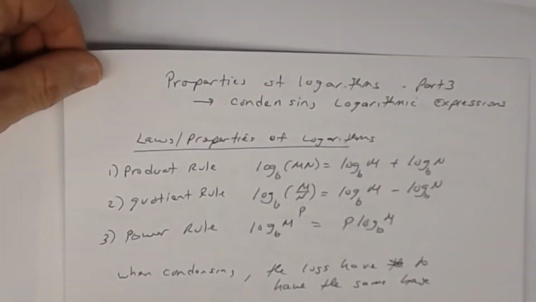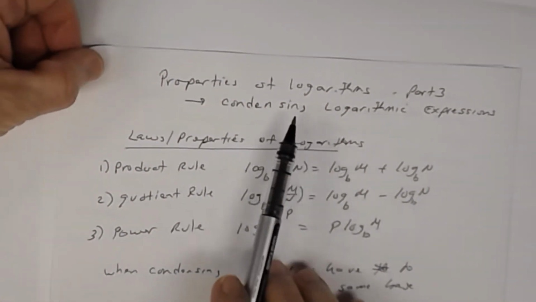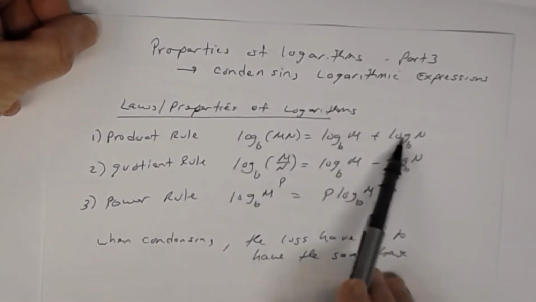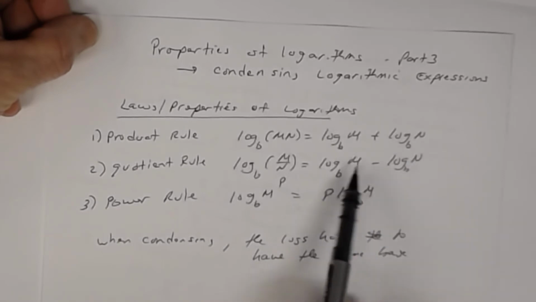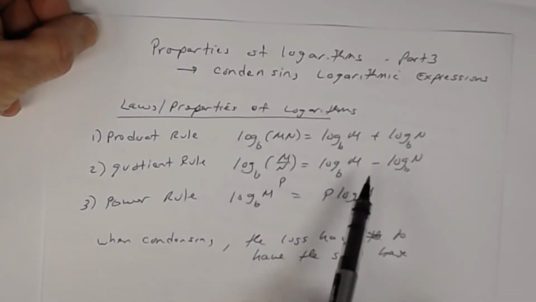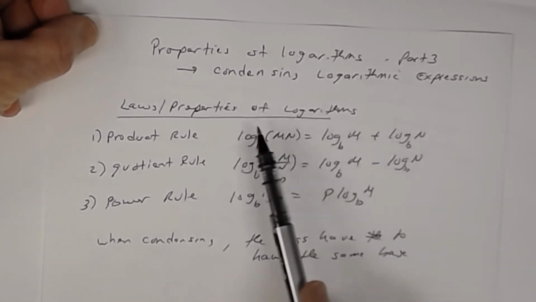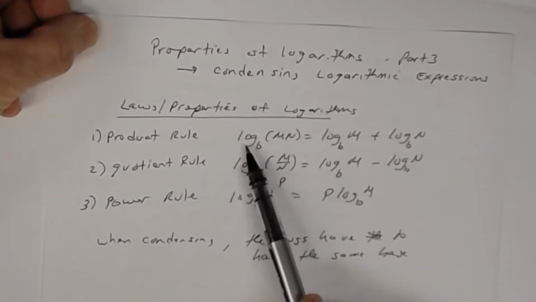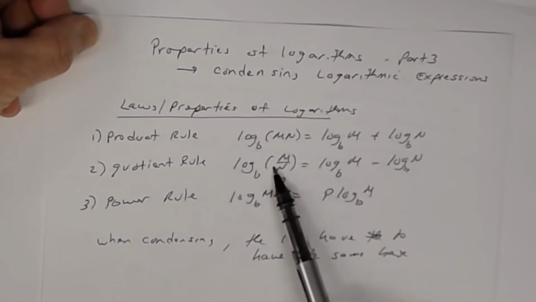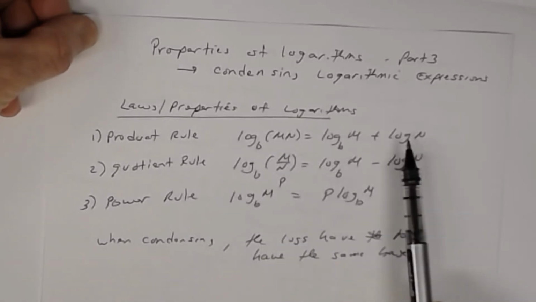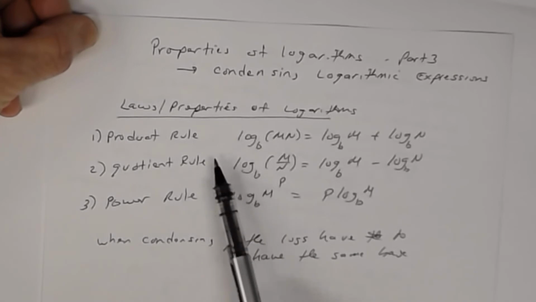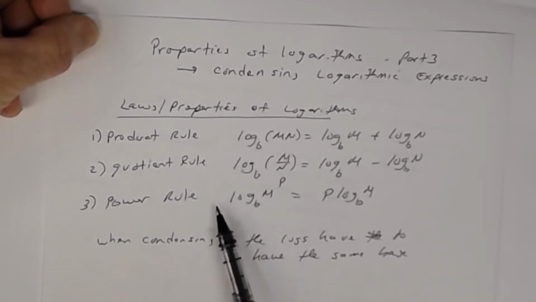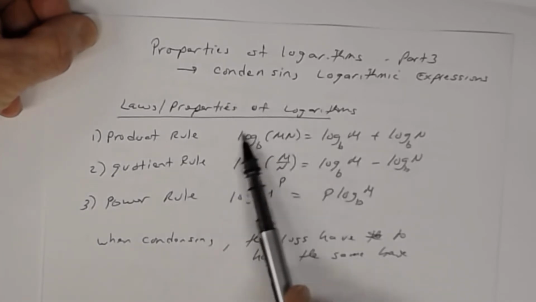So when you looked at the lesson on properties of logarithms dealing with condensing, to condense, basically you're going to be given a sum, a difference, or a power, and you're going to write it as one logarithm. So to condense means to write it as one logarithm. You can go from 2 or more to 1. And notice that the coefficient in front has to always be 1.